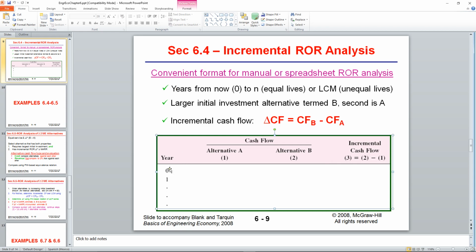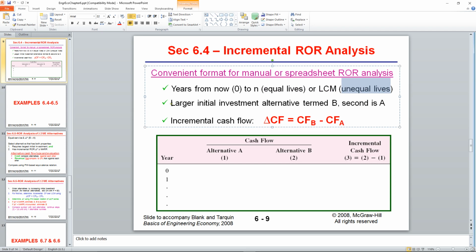So the first column where it says year, you're going to be writing down the years starting now, which is year 0, to year n, if you have equal lives. Now, remember, we're going to be using a present worth relation for our rate of return analysis. For the present worth, we need to use the LCM, the least common multiple, whenever we have unequal lives.